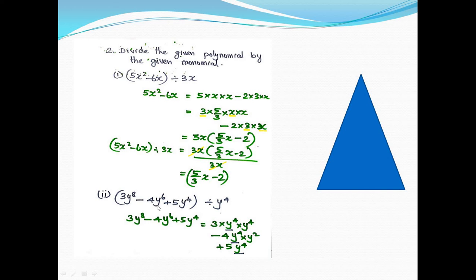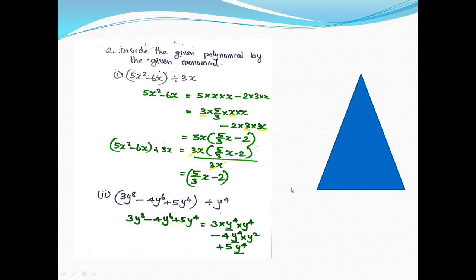3y to the power 8 minus 4y to the power 6 plus 5y to the power 4, divided by y to the power 4. First we have to factorize this. So what are the factors of 3y to the power 8? 3 multiplied by y to the power 4 multiplied by y to the power 4. Why have I written y to the power 4 here? Because we are going to divide by y to the power 4. Minus 4y to the power 4 multiplied by y square, plus 5y to the power 4.